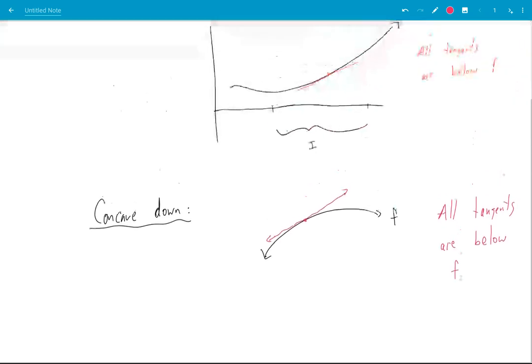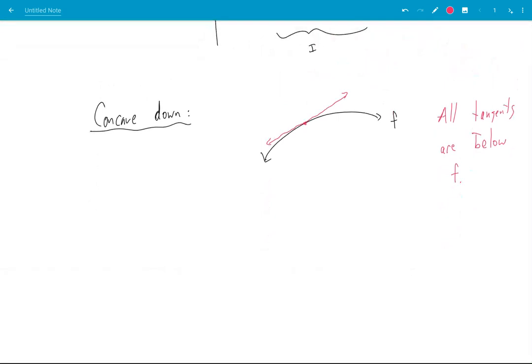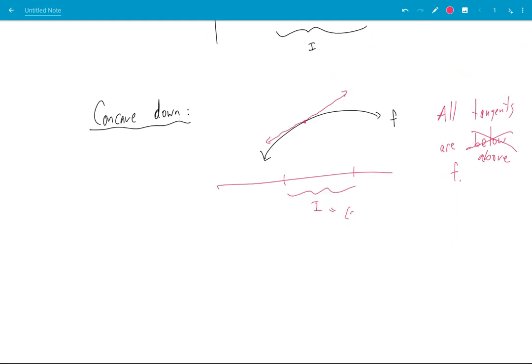Oops, I wrote the wrong thing, not below. All tangents are above f on this interval I. Yeah, remember I is like [a, b] closed, or could be (a, b) with one endpoint excluded, all those different combinations. Okay, so that's concavity.